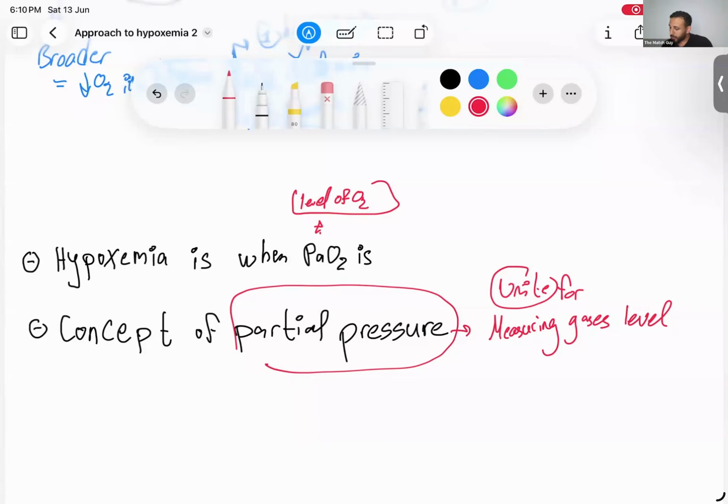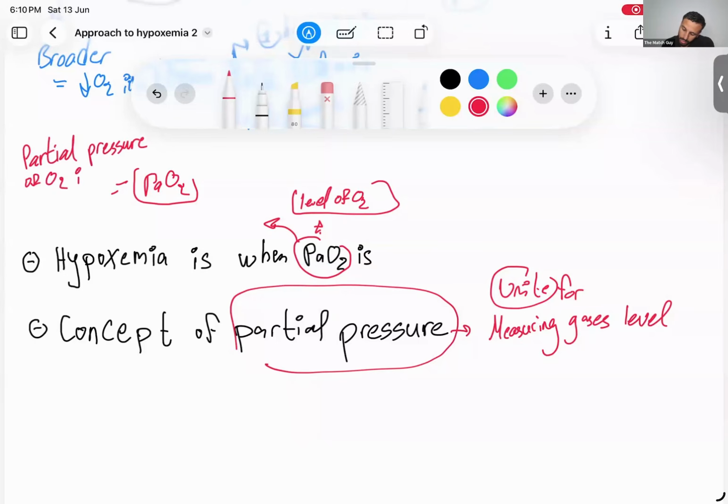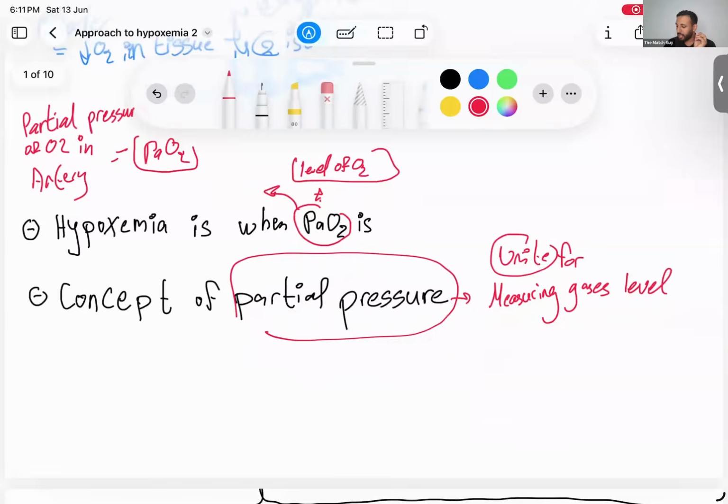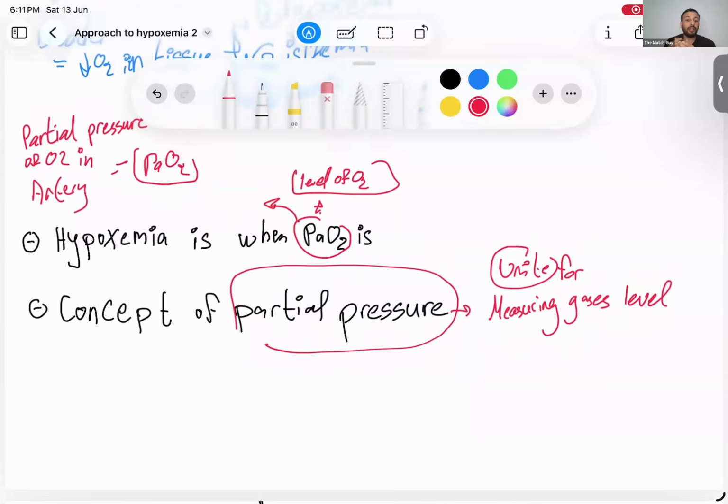So this is the first thing. The partial pressure of oxygen in artery is called PaO2, with a small a. So PaO2 equals partial pressure of oxygen in artery. And what is the other name we gave for the partial pressure? The other name is level, oxygen level in artery. So what is the PaO2, or the oxygen level in artery, that when it is lower than it, we say that the patient is hypoxemic?